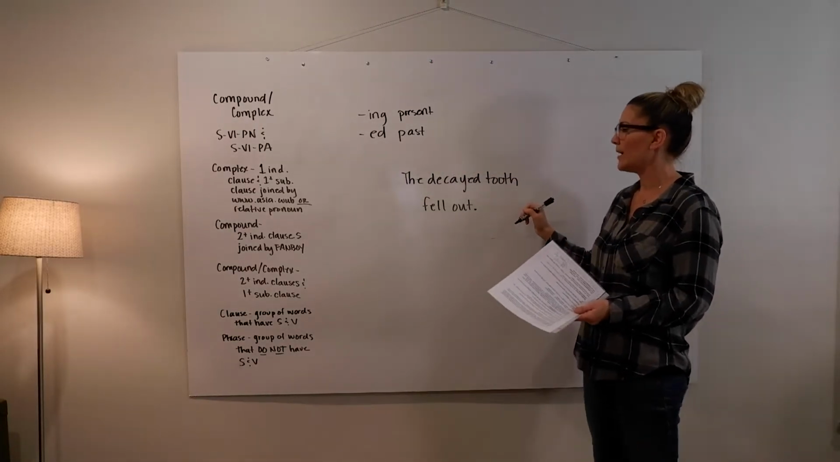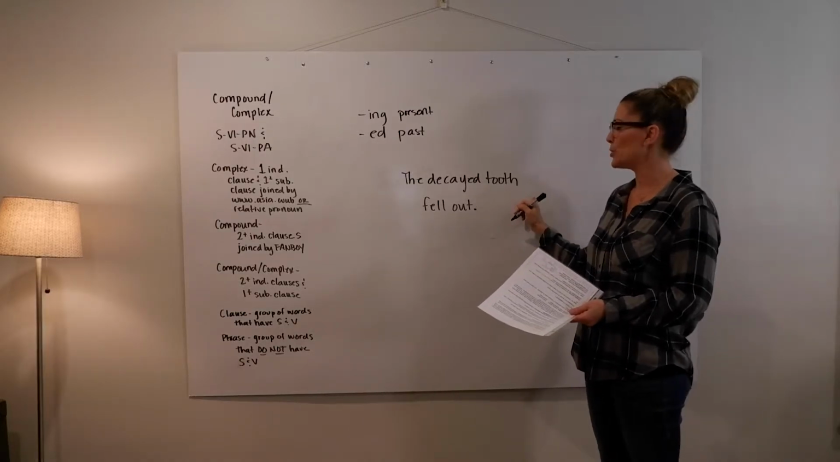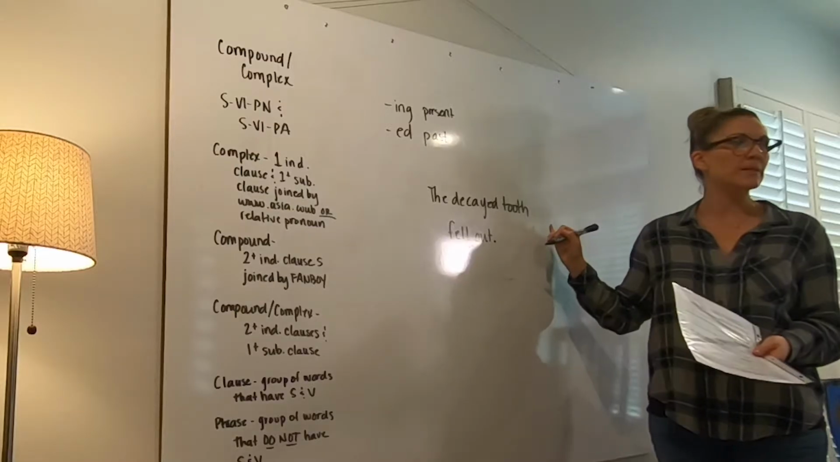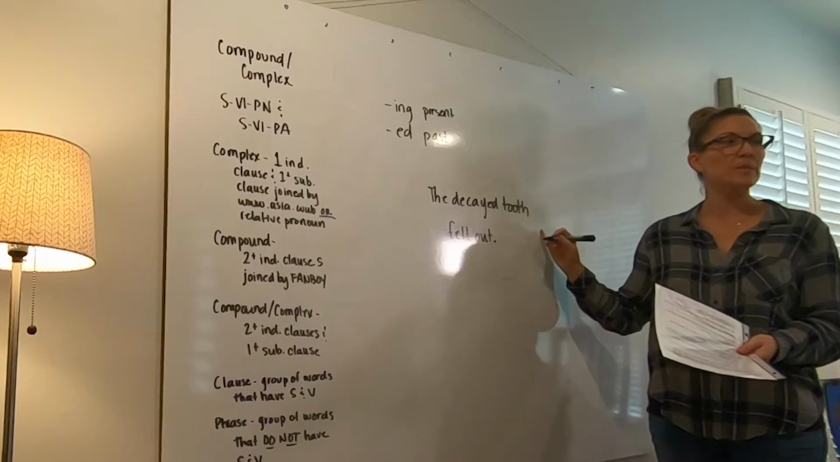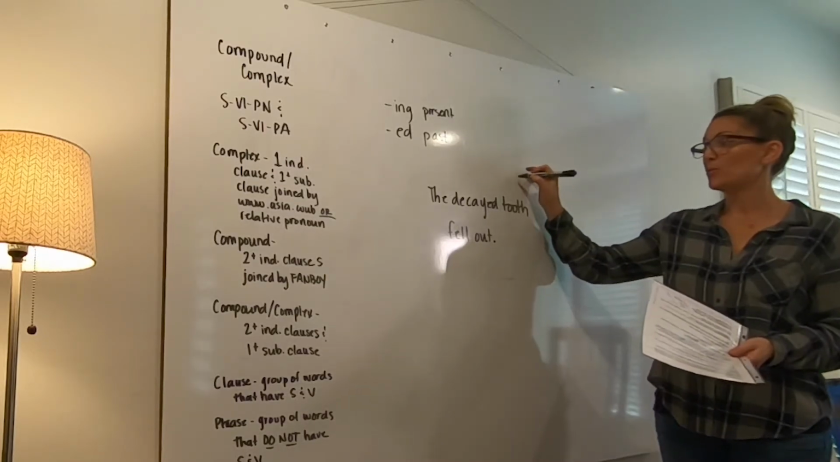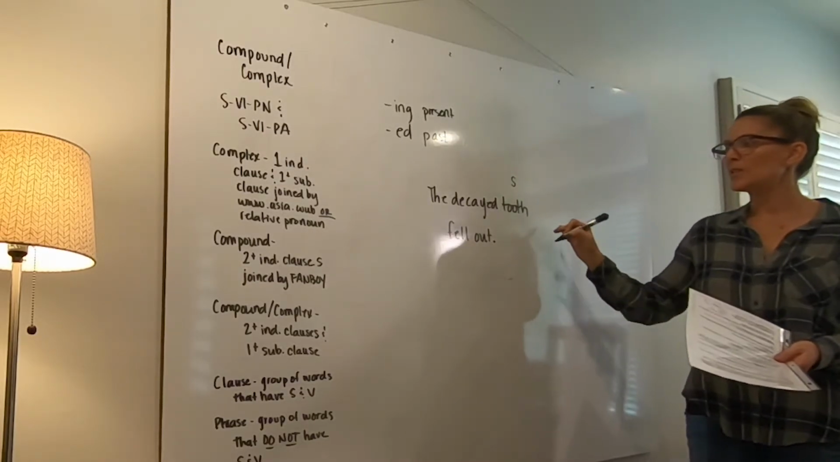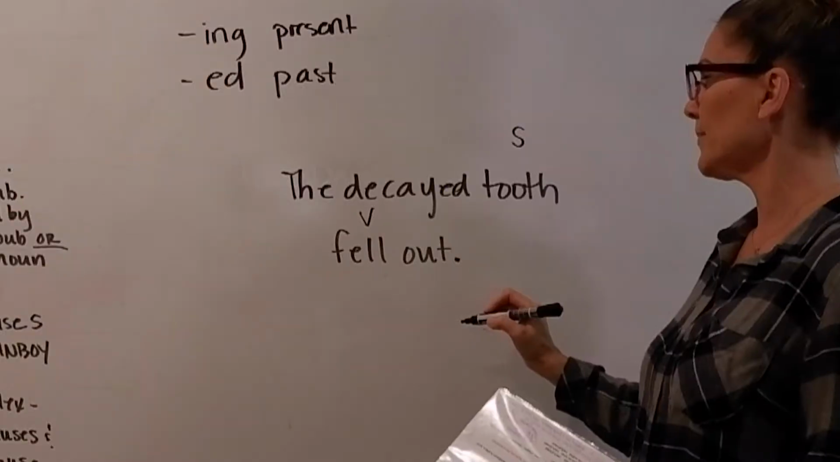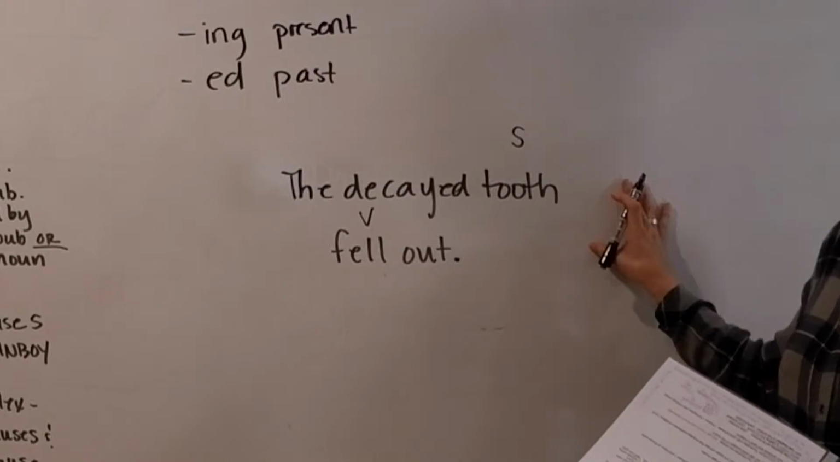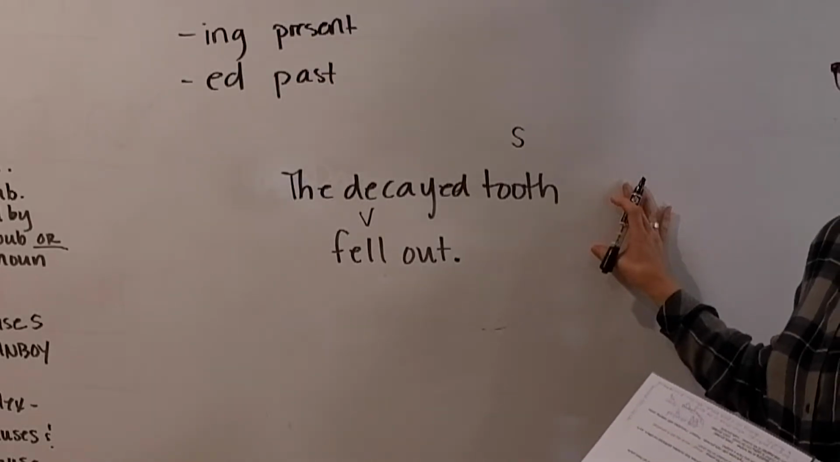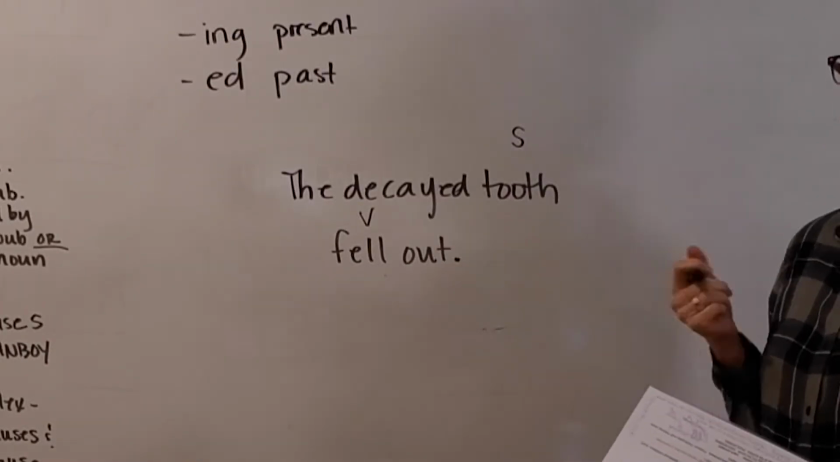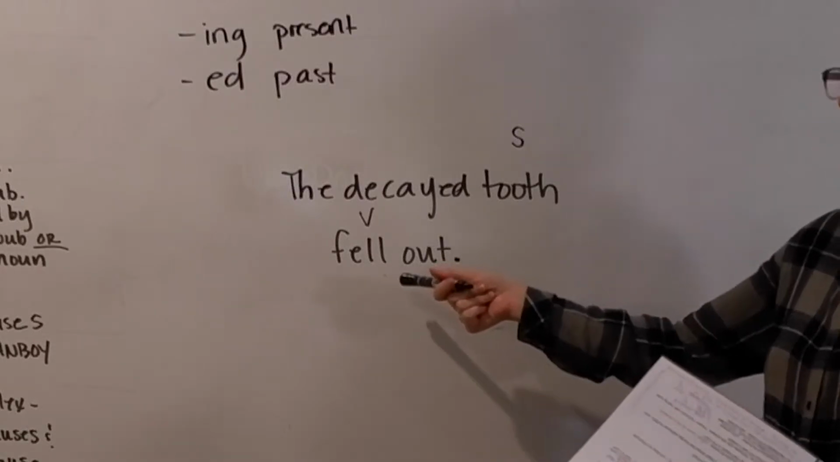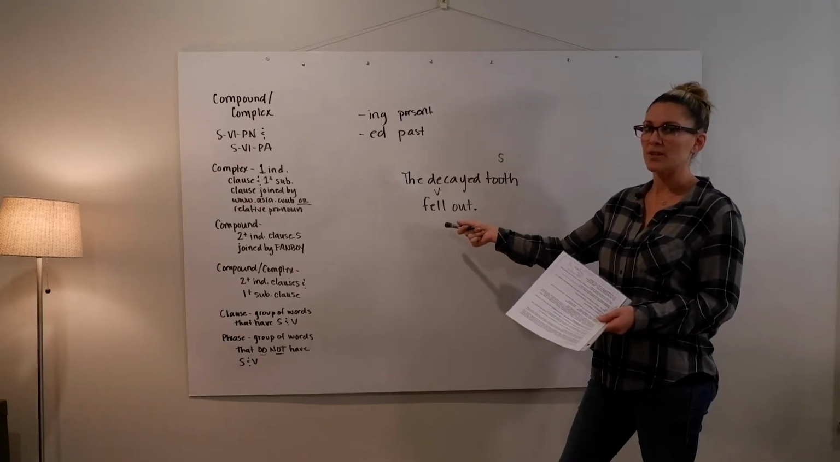Okay, so here we have a sentence, the decayed tooth fell out. So who or what is the subject of the sentence? What's the sentence about? It's about the tooth, right? So there's my subject. And what's being said about the tooth? What's it doing? It's falling, right? Can we answer this question? The tooth fell who or what? No. There's no direct object receiving that action. So what type of verb is that if there's no direct object receiving the action?